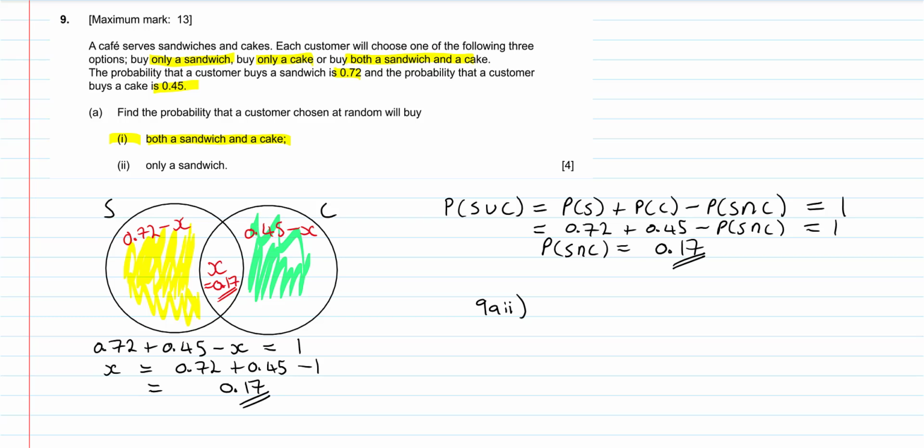That is just going to be 0.72 minus X, and X was 0.17. So we're going to get 0.72 minus 0.17, and that's going to equal 0.55. Okay, and that is question 9a.